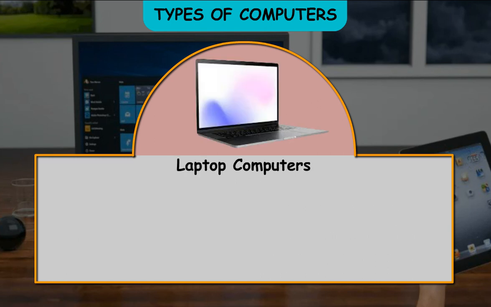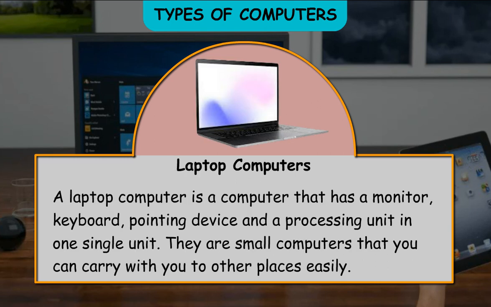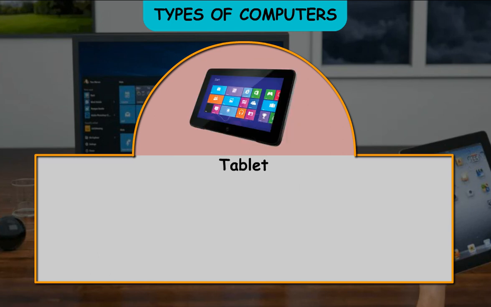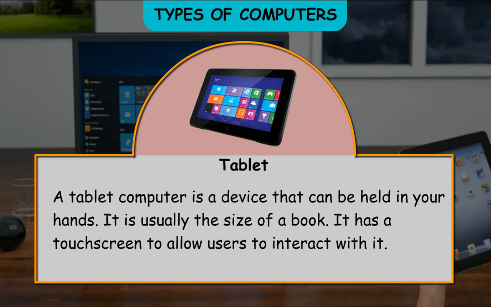Laptop computers. A laptop computer is a computer that has a monitor, keyboard, pointing device, and a processing unit in one single unit. They are small computers that you can carry with you to other places easily. Tablet. A tablet computer is a device that can be held in your hands. It is usually the size of a book. It has a touch screen to allow users to interact with it.